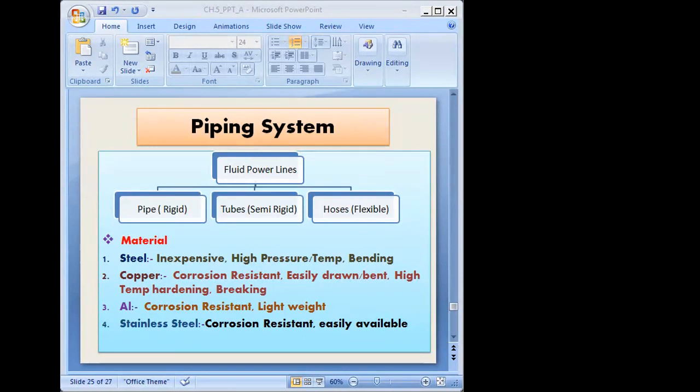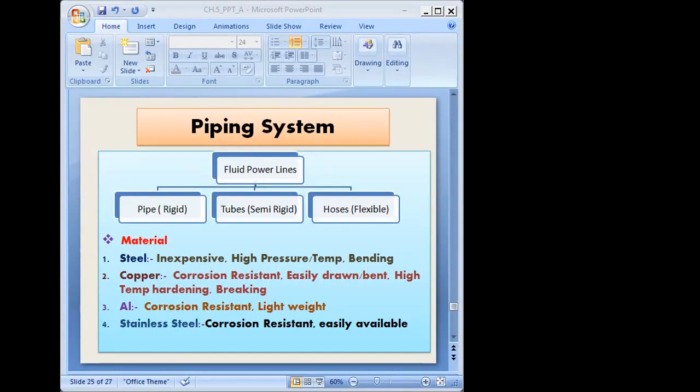Due to these features of steel, it is used, because, as I just told, of its suitability for bending and flanging, and its adaptability to high pressure and temperature. Due to that only, steel is used for pipes and tubing purposes. And it's cheap. The main disadvantage is that it has comparatively low resistance to corrosion.